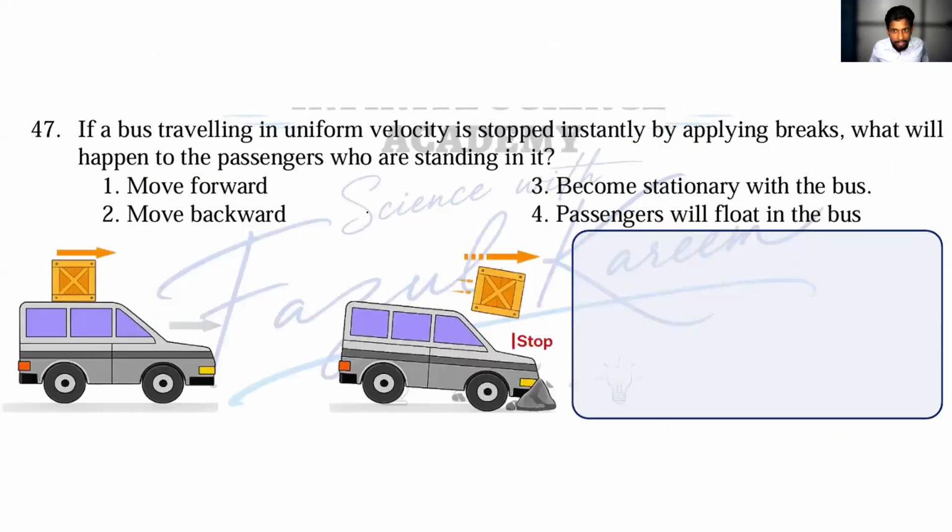47. Listen here. This is a phenomenon or example related to Newton's first law, right? Already I explained that one. Here, a car and a box are moving, right? When the car stopped, the box is moving here.